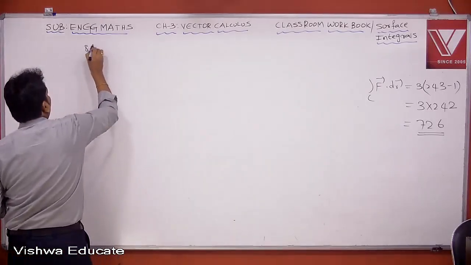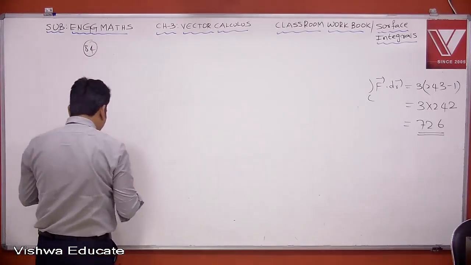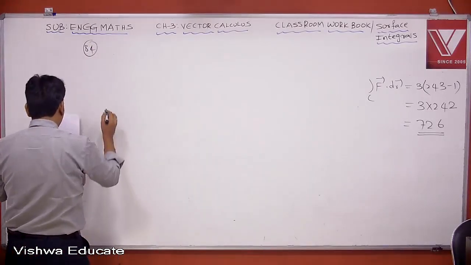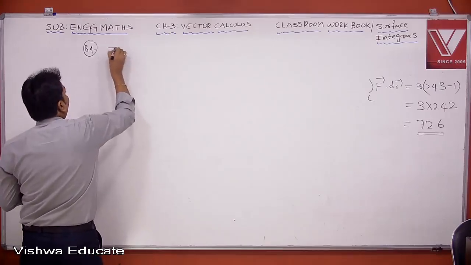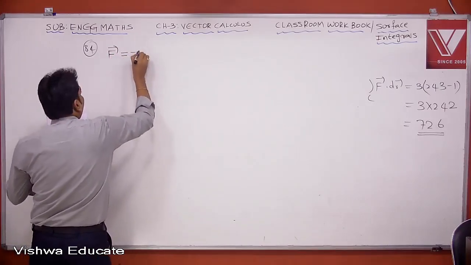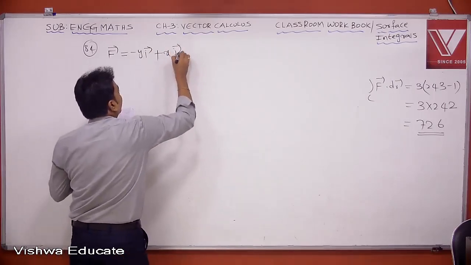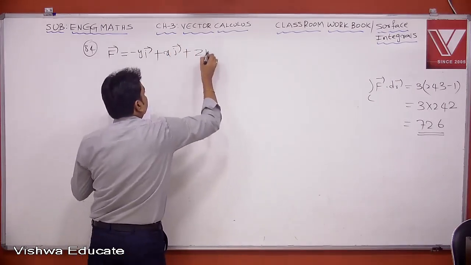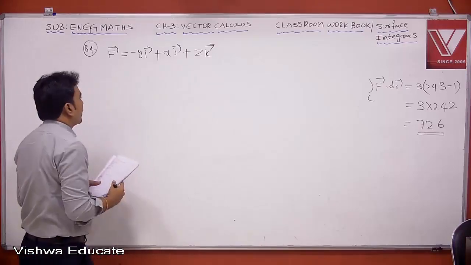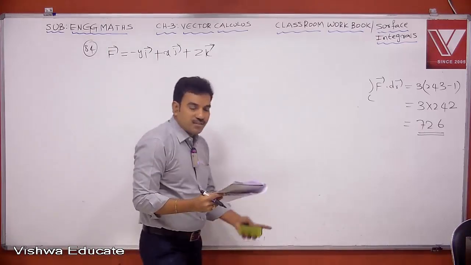Question number 84. Let R cube denote the three-dimensional Euclidean space and f bar is given by minus yi bar plus xj bar plus zk bar. So this is my vector: minus yi plus xj plus zk bar.